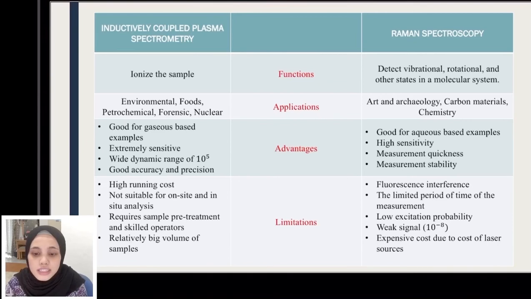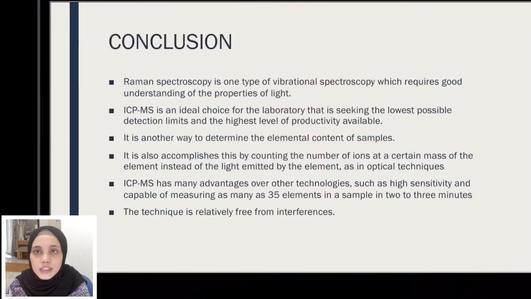The fluorescent interference in Raman spectroscopy may result from the compound analyzed or from fluorescent impurities in the sample. It also has a limited period of measurement time and low excitation probability. Lastly, Raman spectroscopy has an expensive cost due to the cost of the laser source and has a weak signal, which is 10 to the power of -8.